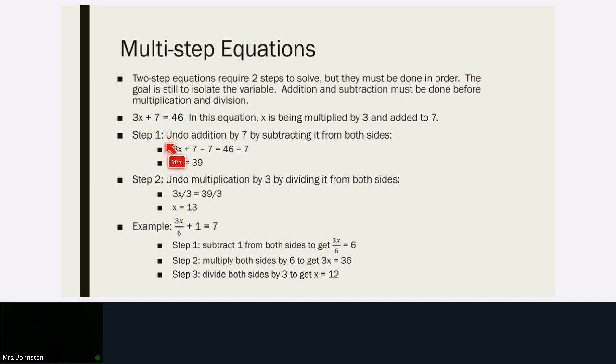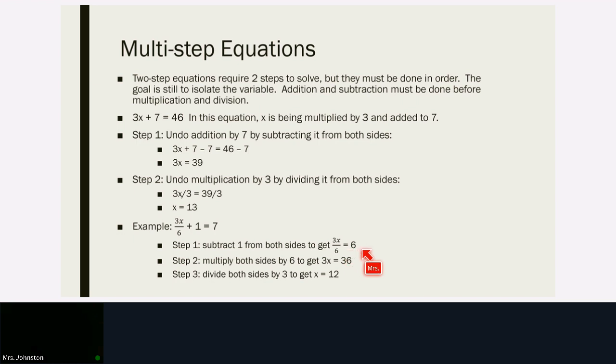So here I'm going to subtract 7 first, and remembering to do it to both sides, it simplifies to 3x equals 39. Finally, I'll undo the multiplication by dividing both sides by 3 to get x equals 13. Here's another example. 3x over 6 plus 1 equals 7. I'll undo the addition and subtraction first by subtracting 1. That gives me 3x over 6 equals 6.